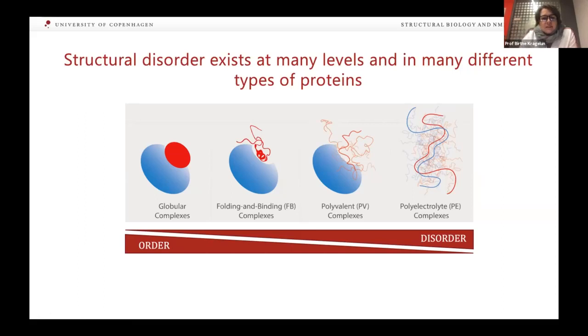But disorder also exists in membrane proteins, and I will give two examples today of how disorder complicates how we look at the structures. The first example is on these polyelectrolyte complexes, and this is work we've done in collaboration with Ben Schuler at Zurich University and Robert Best at NIH. At the end, I will focus more on how disorder exists in membrane proteins and how we address their structures.